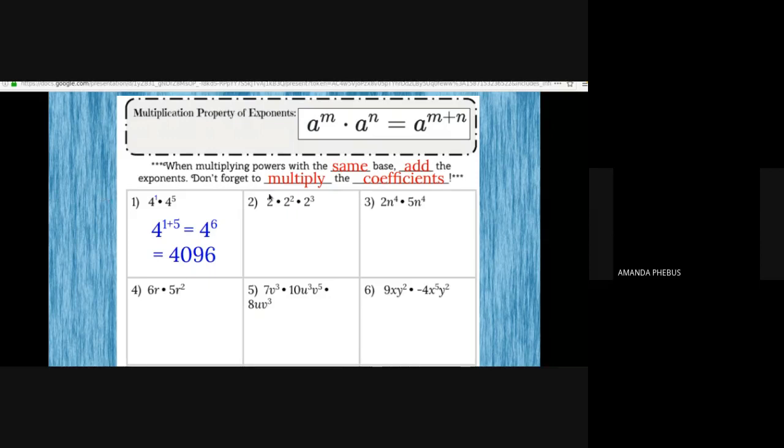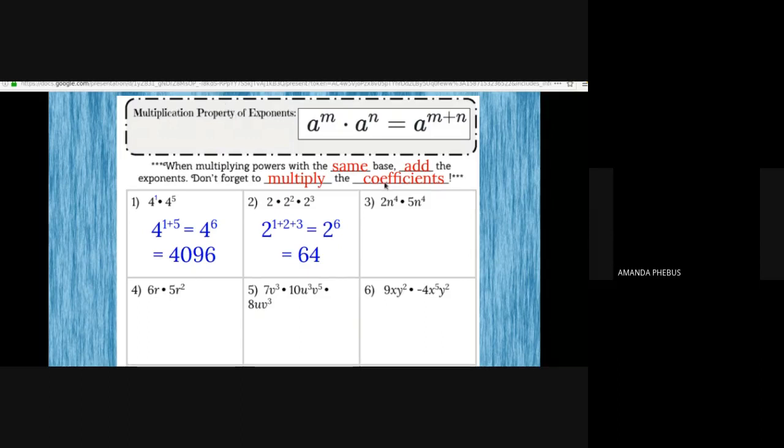So let's look at number 2. See how they all have a base of 2? So this is really 2 to the 1st power. And I'm going to add 1 plus 2 plus 3. 1 plus 2 plus 3 is 6. So this is 2 to the 6th. And 2 to the 6th power is 64.